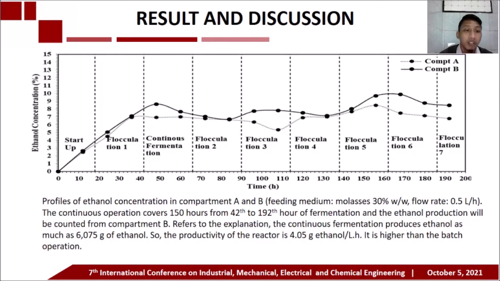And then this is the profile of ethanol concentration in compartments A and B. The continuous operation covers 150 hours, from 42 to 192 hours of fermentation, and the ethanol production is counted from compartment B. Referring to the explanation, the continuous fermentation produces ethanol as much as 6,075 grams. So the productivity of the reactor is 4.05 grams per liter hour. It's higher than the batch operation.